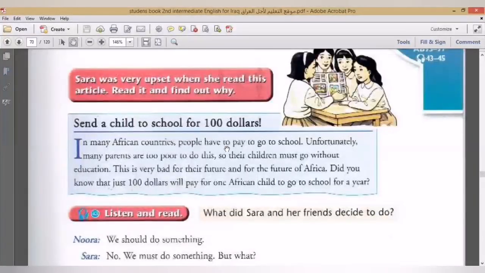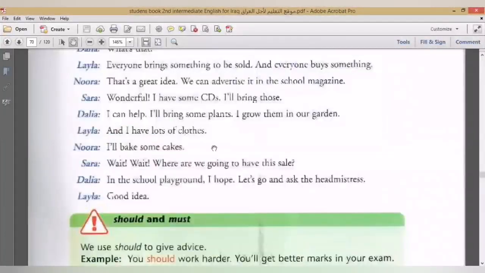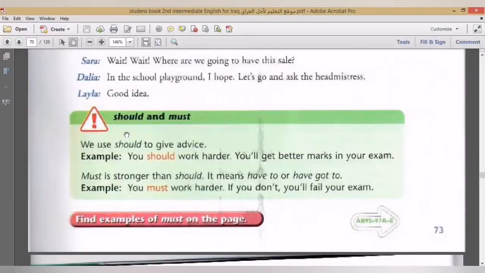Should or must. So now let us move to the information or grammar box at the bottom of the page. Should and must. We use should to give advice. Like, for example, you should work harder. You'll get better marks in your exam. I think you remember when we studied how to give an advice, right? So we use should to give an advice. Must is stronger than should. It means have to or have got to. Example, you must work harder. If you don't, you'll fail your exam.